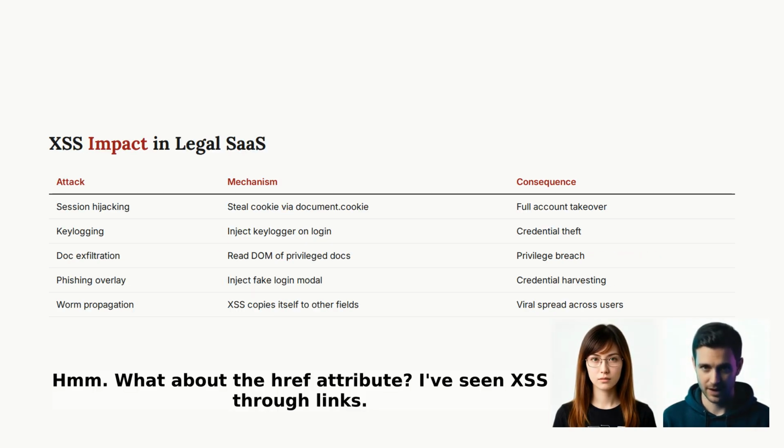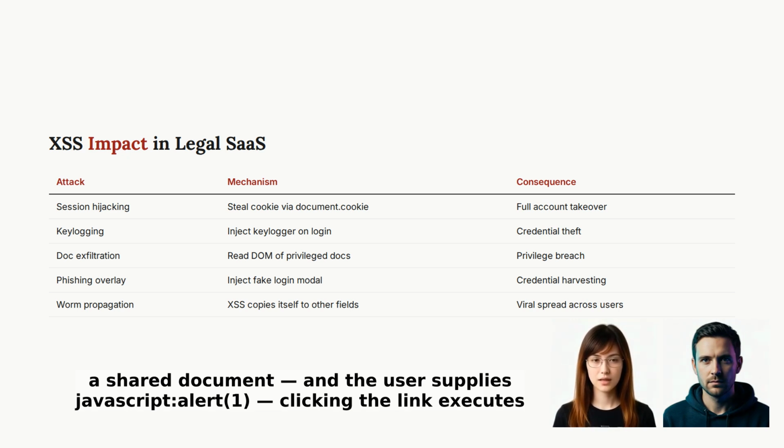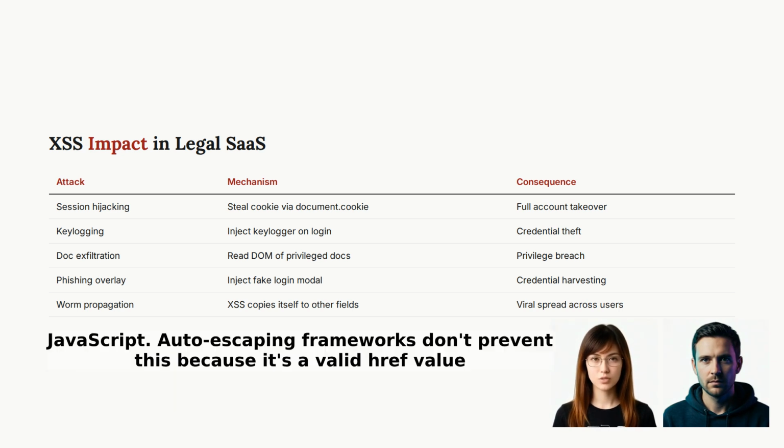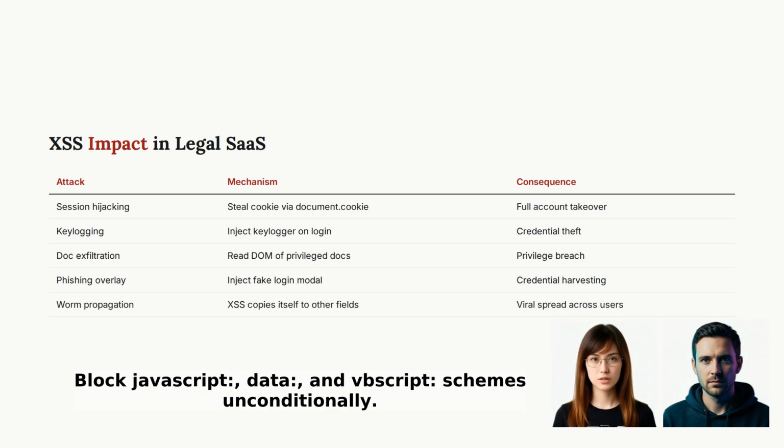What about the href attribute? I've seen XSS through links. JavaScript pseudo-URLs. If user input ends up in an href attribute, like a source link on a shared document, and the user supplies javascript:alert(1), clicking the link executes JavaScript. Auto-escaping frameworks don't prevent this because it's a valid href value syntactically. You need explicit URL scheme validation. Only allow HTTP, HTTPS, and mailto. Block javascript, data, and vbscript schemes unconditionally.